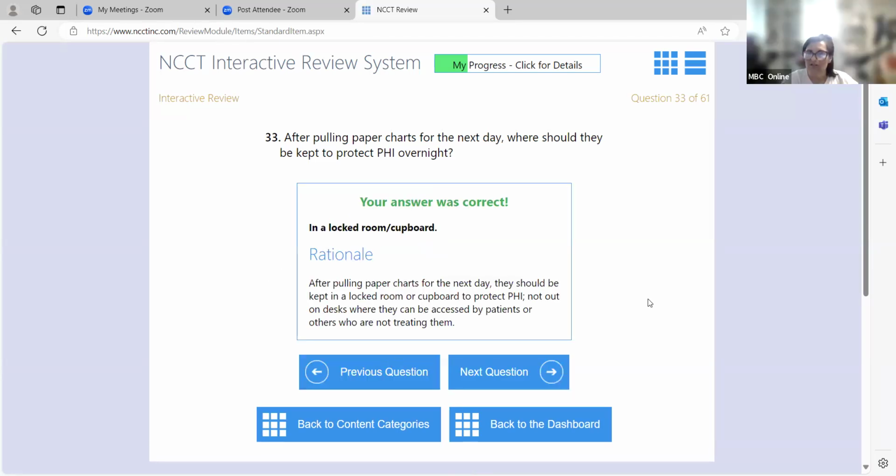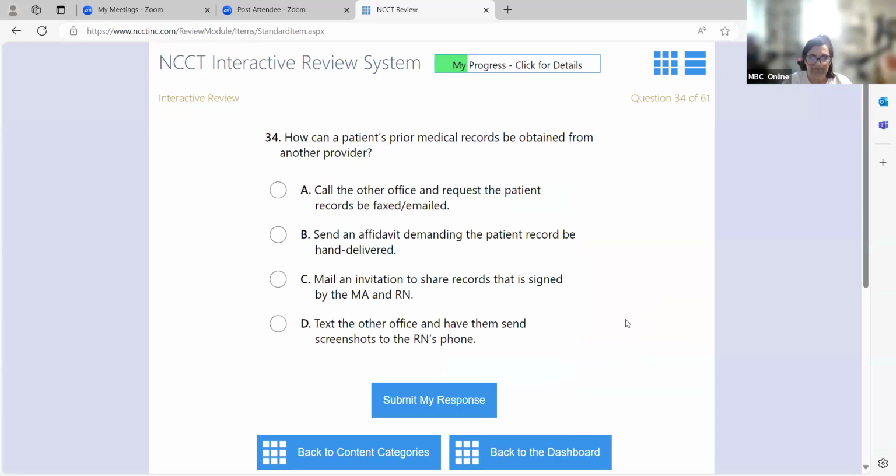Yes, very good. So you want to keep them locked up. That's the thing with paper charts. You have to think about always protecting the patient, and these are easy for other people to get hold of, a lot easier than somebody getting into a computer system or a program.